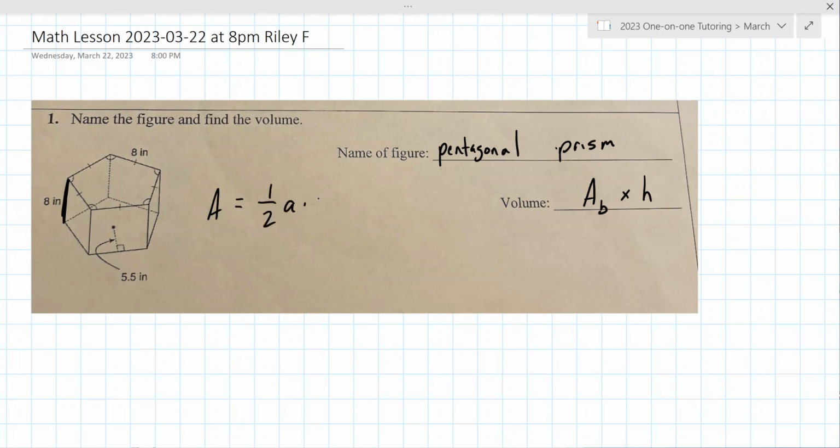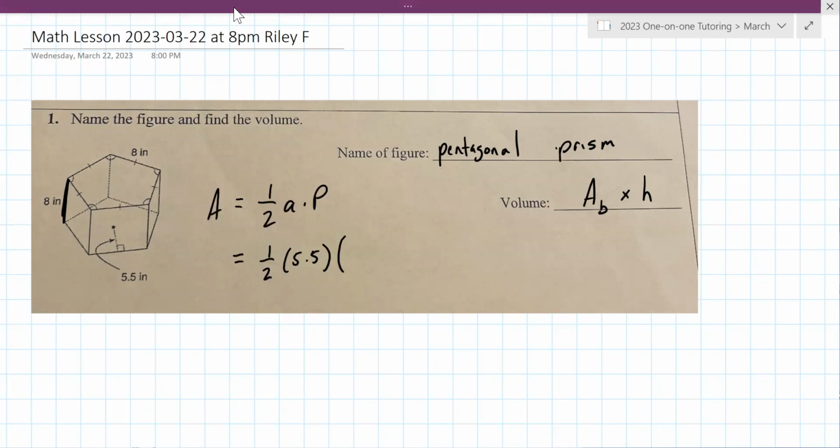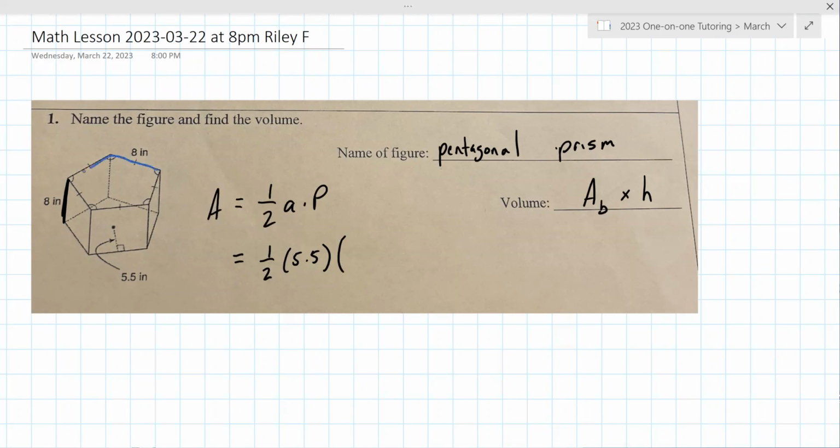The apothem times the perimeter. Can you tell me the value of the apothem from the drawing there? That'd be 5.5, right? It is 5.5. The perimeter is going all the way around here, and it looks like it's 8 for each of those. So that would be 5 times 8, 5 sides. So that's the area of the base.